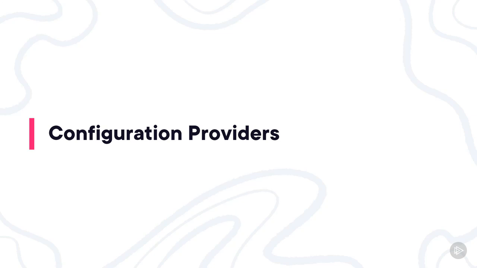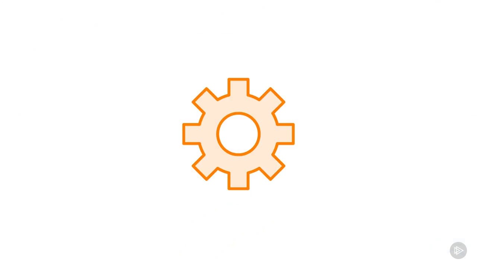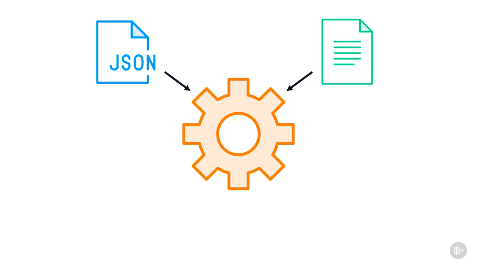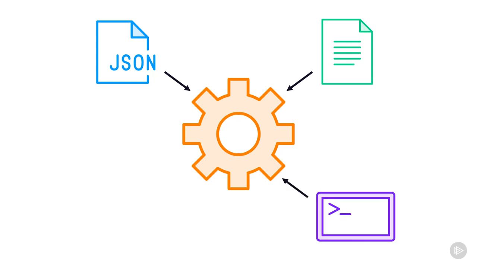Configuration providers are used to load configuration values for an application. So far in this course, we've focused on loading configuration from JSON files. This is a very common way to define configuration for ASP.NET Core applications. However, it's not the only source which can be used to provide configuration for an application. Providers can load values from environment variables, command line arguments, and even from cloud services.